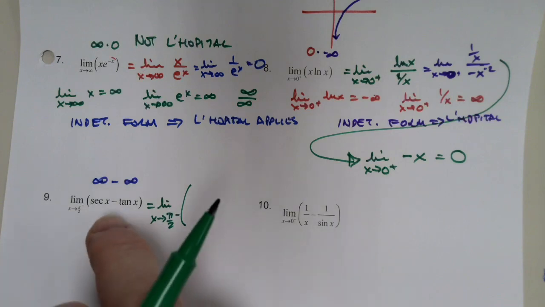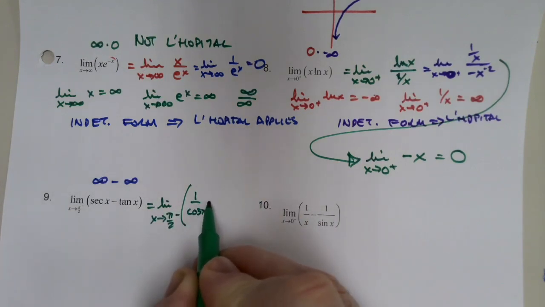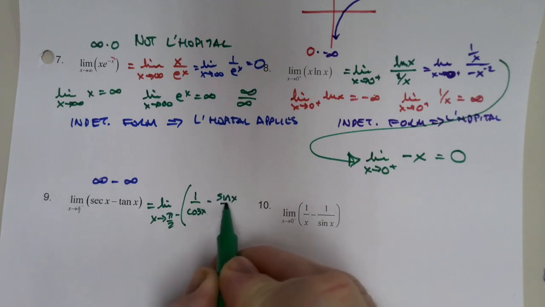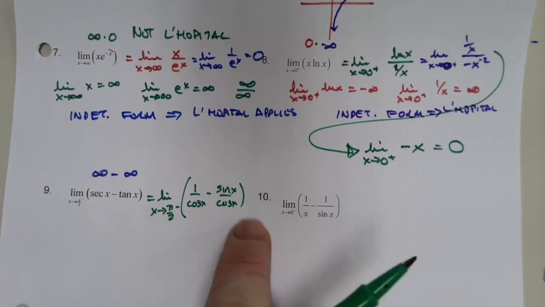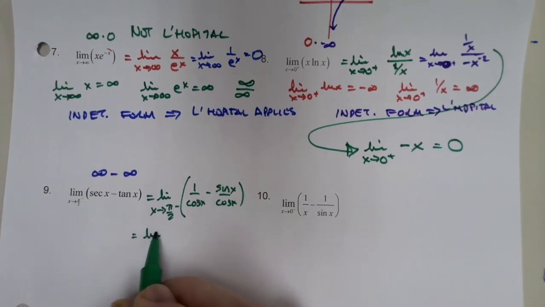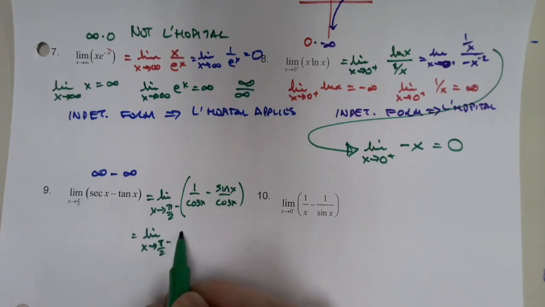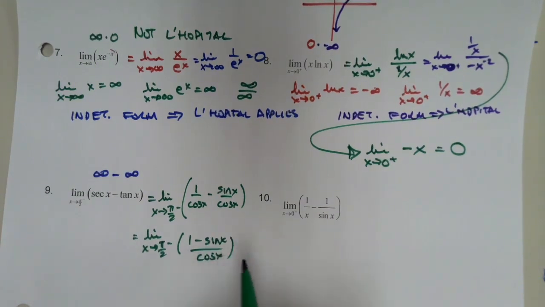And let's rewrite this as secant is, we know, 1 over the cosine of x, and tangent is always sine over cosine. Now that's somewhat convenient because we do have common denominators here. So we can rewrite this as the limit as x goes to 1/2 pi from the left of 1 minus the sine of x divided by the cosine of x.